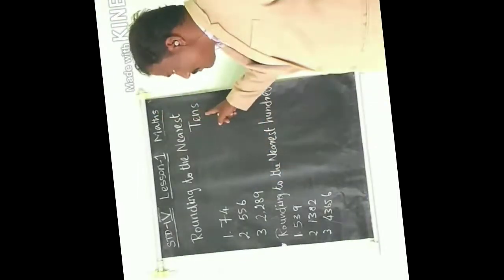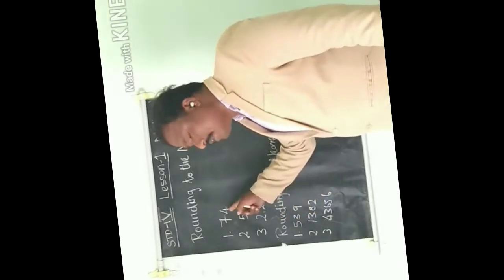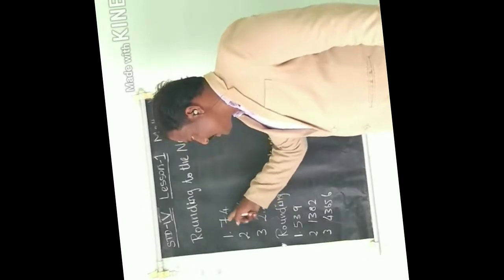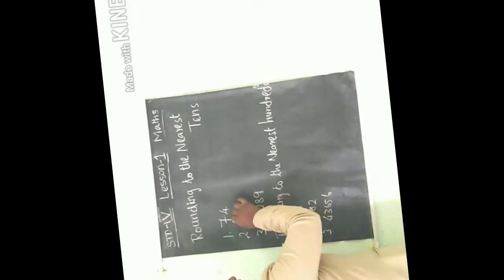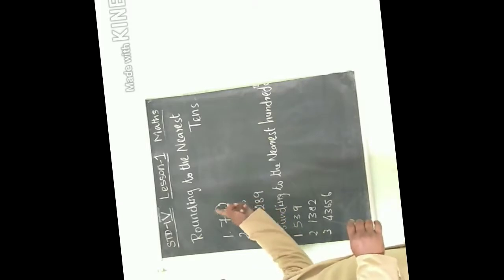So nearest 10 means first we have to find out the place value. The given number has a ones place, and this is the tens place. So what is the question? Nearest 10. So this is 10, the nearest 10 from left to right. So rounding to the nearest 10 means we have to round off this number.